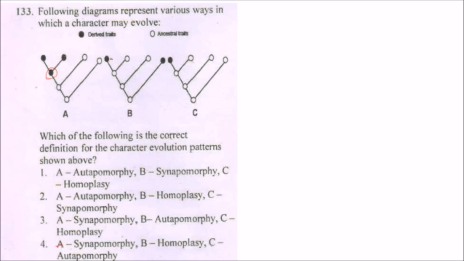Next is number B. Here it is shared by the 2 sets of this species, but it is not present in any of its ancestors. So such type of character is known as homoplasy. So option B should be homoplasy, and the one which is derived in only one species and very unique in the tree, having a very distinctive feature, is known as autapomorphy. So the answer will be number 4.